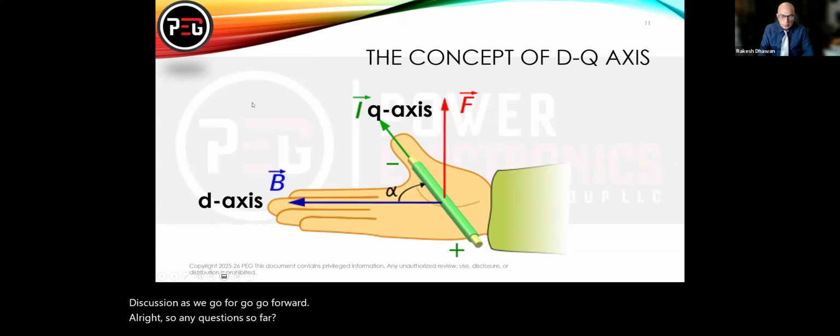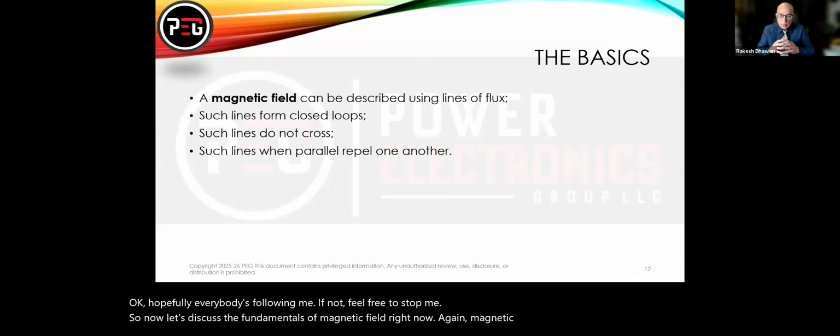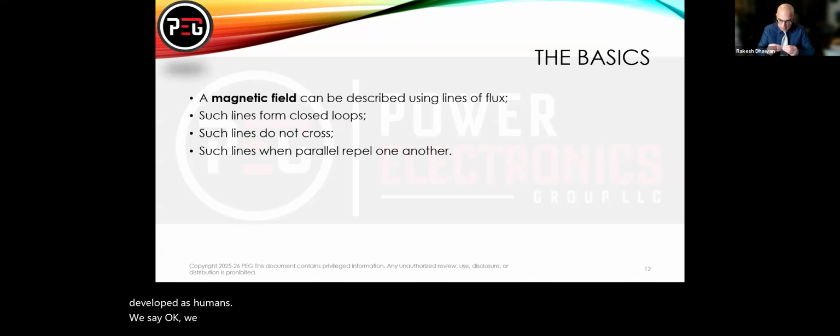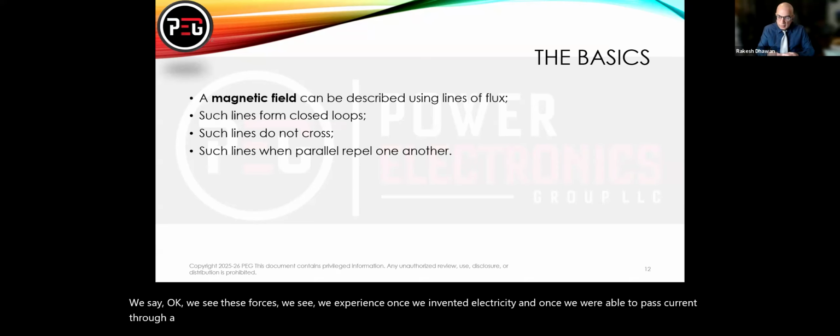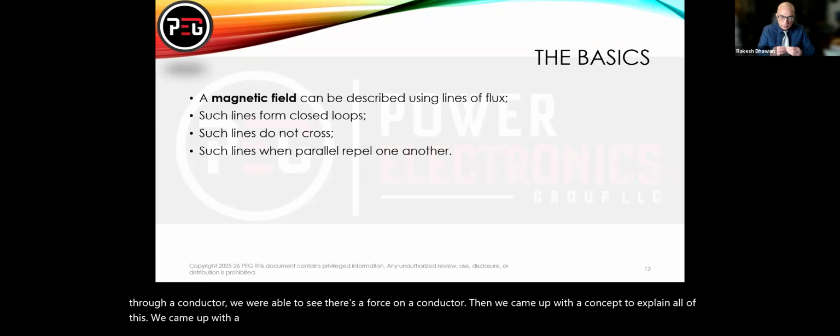Okay. Hopefully everybody's following me. If not, feel free to stop me. So now let's discuss the fundamentals of the magnetic field, right? Magnetic field is a concept which we have developed as humans. Once we invented electricity and were able to pass current through a conductor, we were able to see there's a force on a conductor. Then we came up with a concept to explain all of this, called the magnetic field, right?